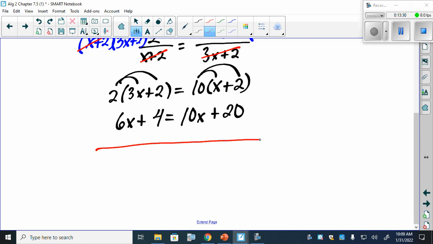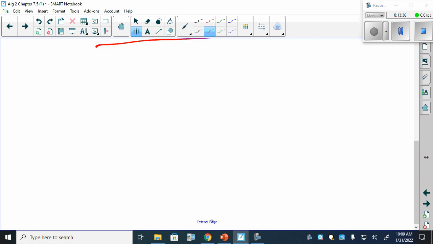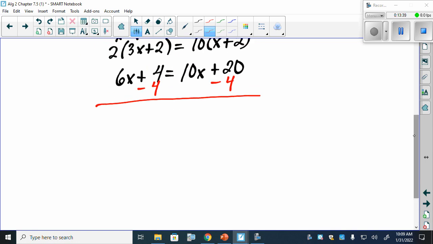Our next step would be 2. Well, I'm going to subtract 4 from both sides. But if you subtracted 10x or subtracted 6x, that's perfectly fine as well. Because we could have subtracted 6x from both sides, or we could have, because here I'm realizing I'm going to get a negative value for x, but that's fine.